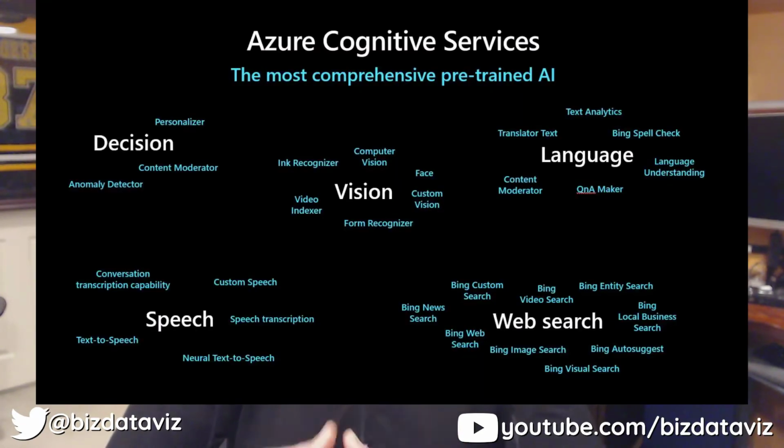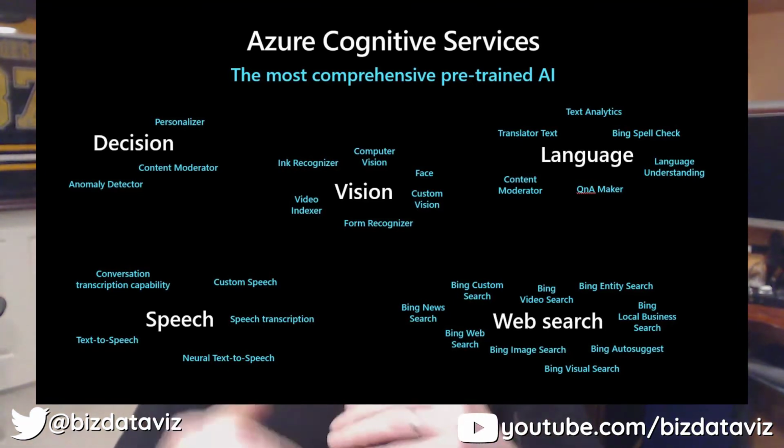So now, talking about AI apps and agents, we're going to look at the cognitive services suite of APIs as well as the bot framework. Cognitive services covers five main areas: speech, like text-to-speech and speech transcription; vision, which is things like facial recognition, ink recognizer, and video indexing; language, or language understanding, translation, and text analytics; and web search, so you think about Bing video search or Bing news search and Bing images.